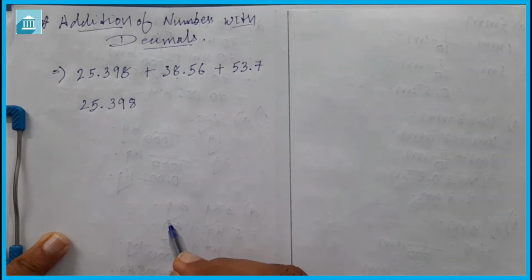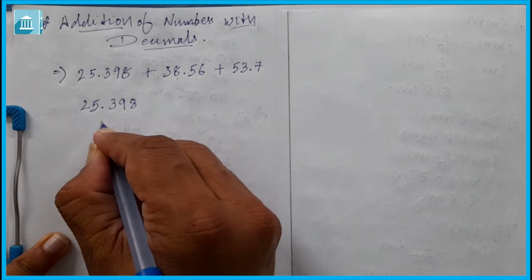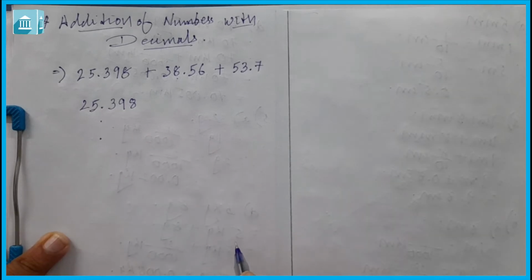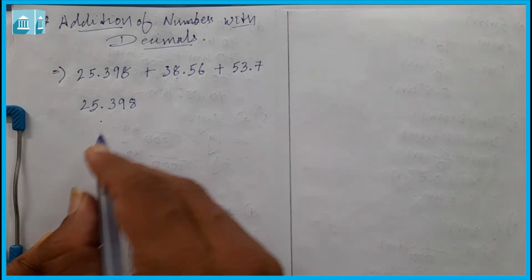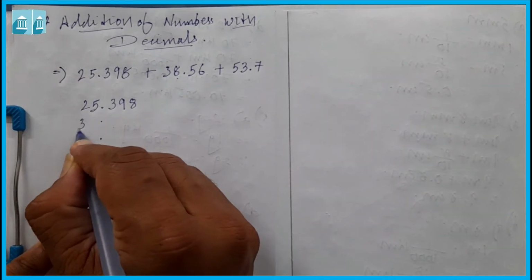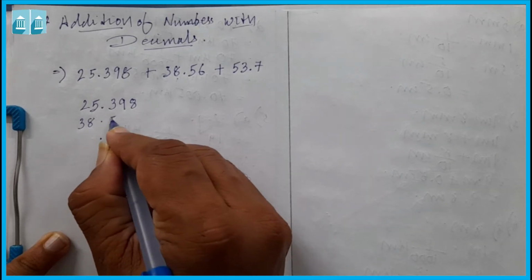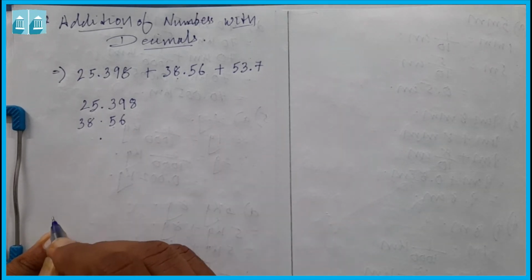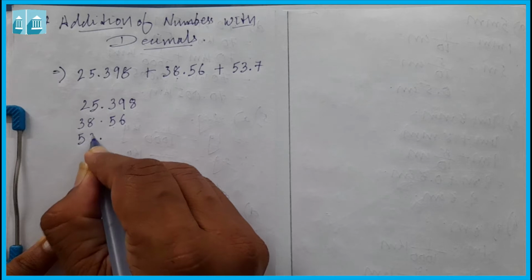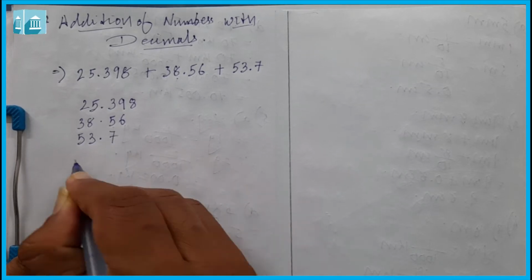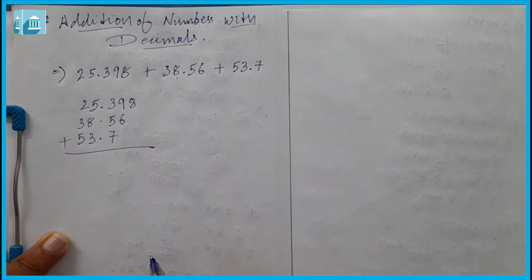25.398. The first method is that we have to keep the decimal point in one line only. When we are adding, we need to keep this point in one line, 38.56, then 53.7, and then we need to add it.